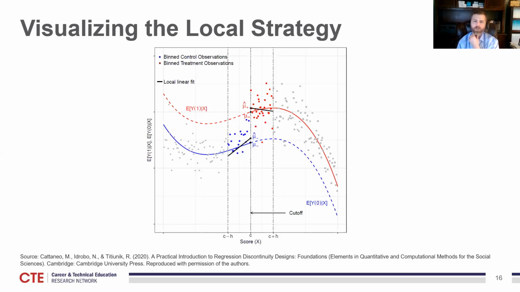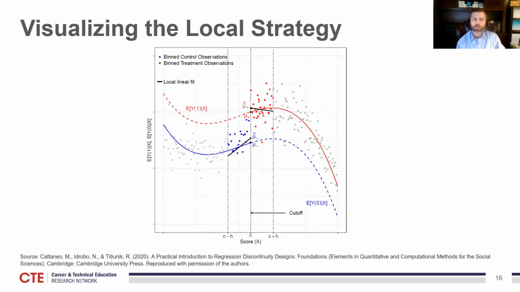This graph is showing what's going on when you're implementing a local strategy. You can see here, again, the horizontal axis is measuring this rating variable. There's a vertical line at the cutoff score that's labeled C. There are also vertical dashed lines showing the bandwidth on either side of that cutoff. So the bandwidth is defined by H in this case. The data points that are within the bandwidth are the ones that you use to estimate these local regression models. The data points in red on the right of the cutoff represent data points for the group that would be in the treatment group. The data points in blue represent observations for the comparison group.